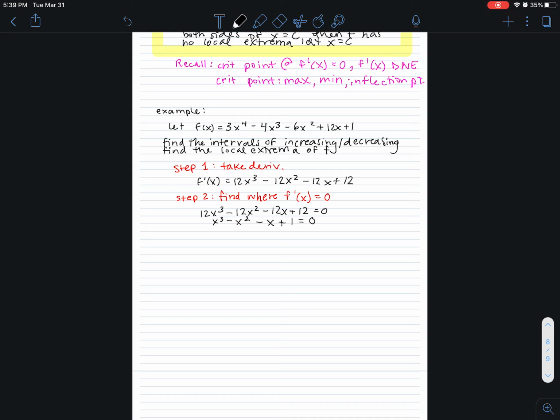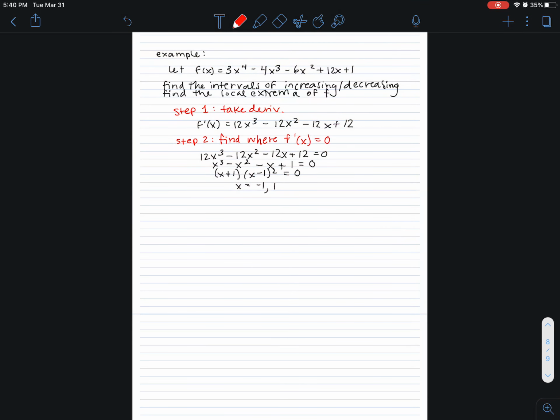You could factor this using Symbolab. If you factored it, you'll get x plus 1 times x minus 1 squared equaling 0. You should never have to factor something like that by hand in the real world. So that's good. And we get that this equals 0 at x equals negative 1 and x equals positive 1.